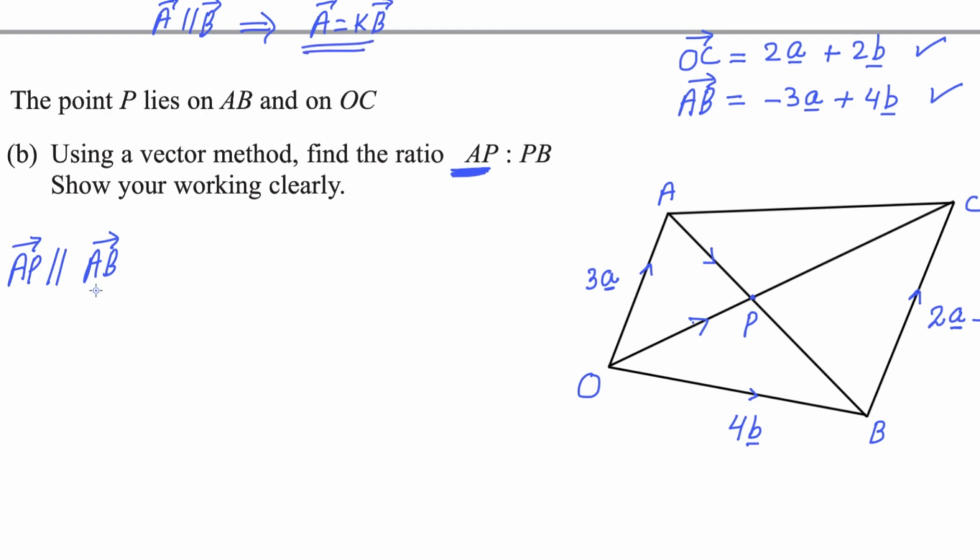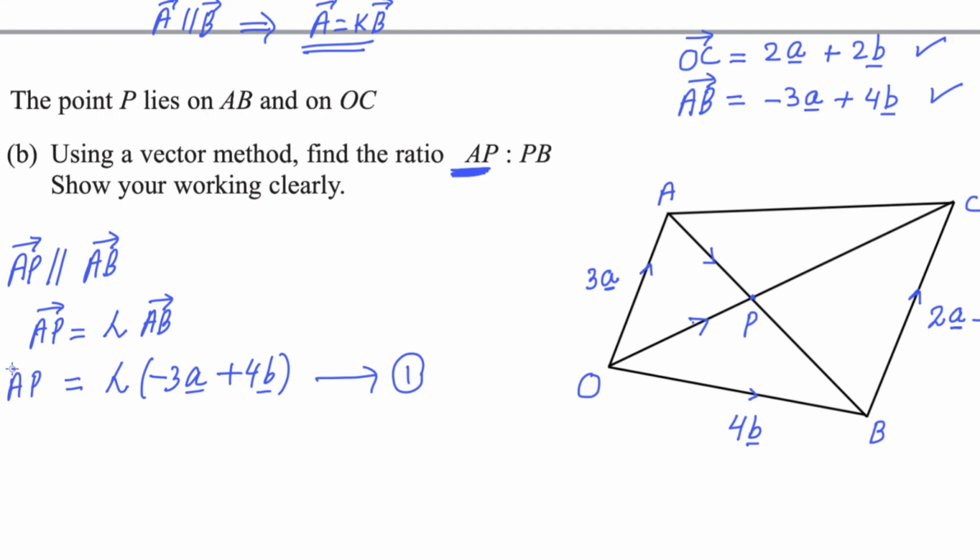Now AP and AB, both vectors are parallel. So we can use the same formula here. AP will be equal to a scalar multiple, let's say lambda, times vector AB. The AB vector value is already found in the previous part, so I wrote here lambda times negative 3A plus 4B. Let's say this is equation number 1.